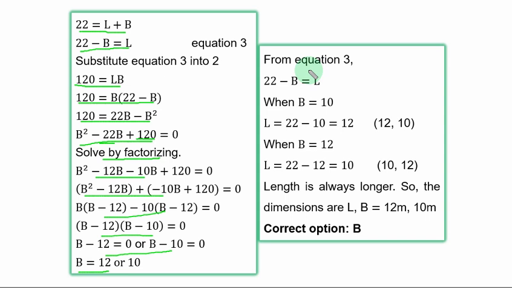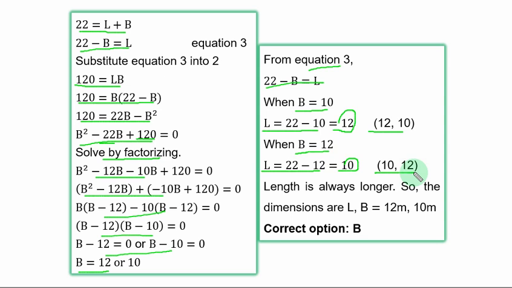Back to equation 3 so that you can get the length. This is equation 3. When the breadth is equal to 10, the length is 22 minus 10, that is 12. You have the first set of results. The length is 12, the breadth is 10. When B is equal to 12, L becomes 22 minus 12, that is 10. You have this set of results.